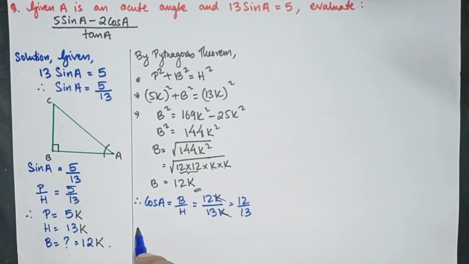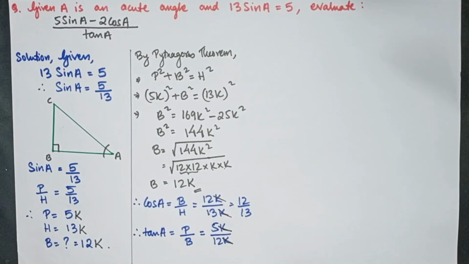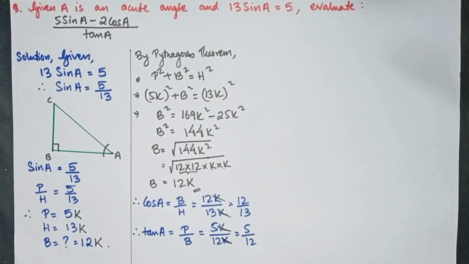Now let's find the value of tan a. Tan formula is perpendicular by base. So p is 5k and b is 12k. The 12k will get cancelled, so I got 5 by 12. If you do it this way, now you just have to put in the values, so the calculation will be very simple. If you do it directly, the calculation will be very difficult. First find the values, then put the values, because it will be easy.